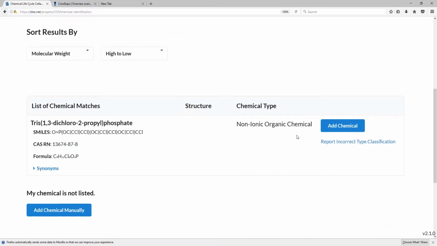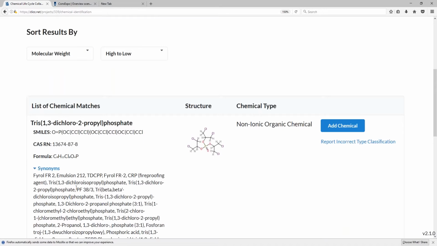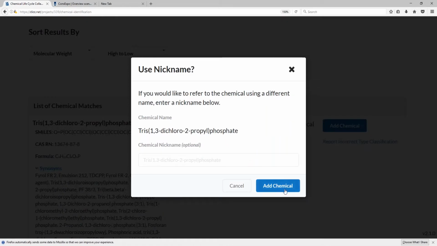When we do that, basically it connects to PubChem and ChemSpider through APIs to retrieve this information. And I think it correctly identified what TDCPP is. So we add the chemical.